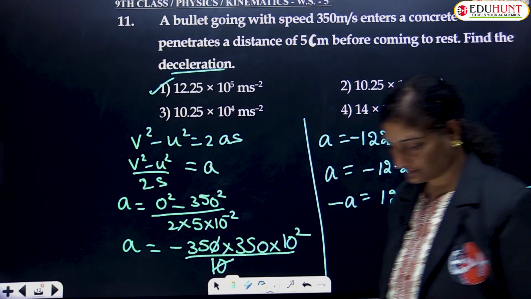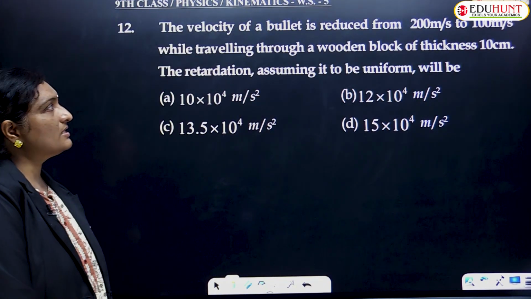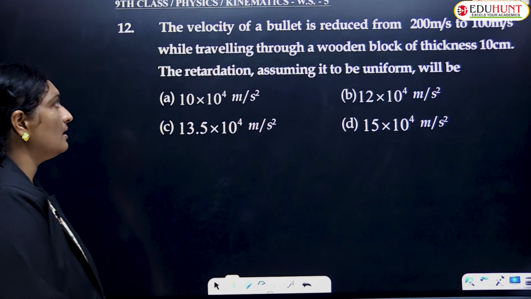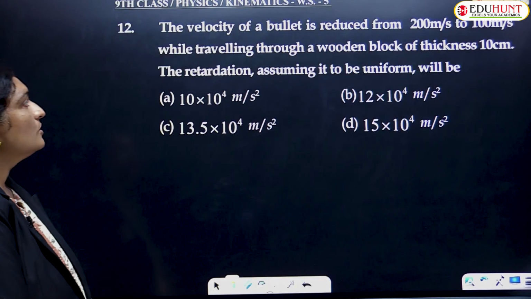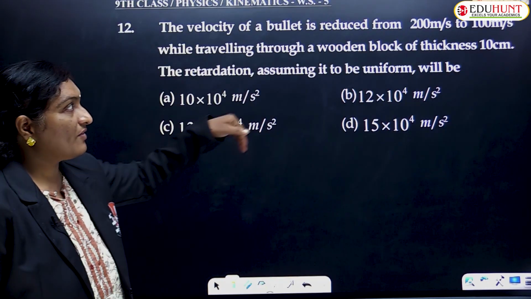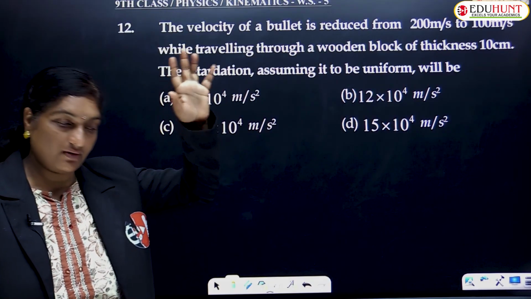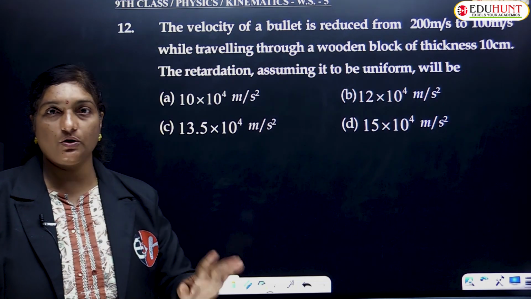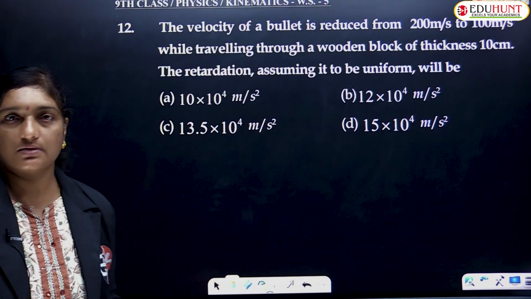Okay, children. So next question, 12th question. The velocity of a bullet is reduced from 200 meter per second to 100 meter per second while traveling through a wooden block of thickness 10 centimeters. So what is given? Two velocities were given. Reduced from the initial velocity of 200 meter per second to finally 100 meter per second. So the initial velocity was higher, the final velocity was smaller.